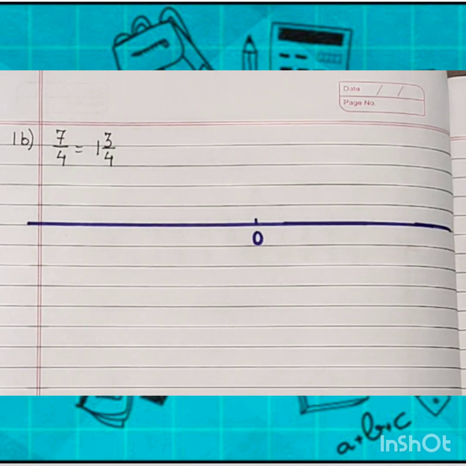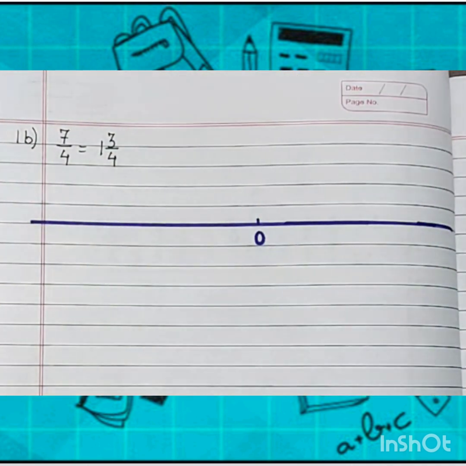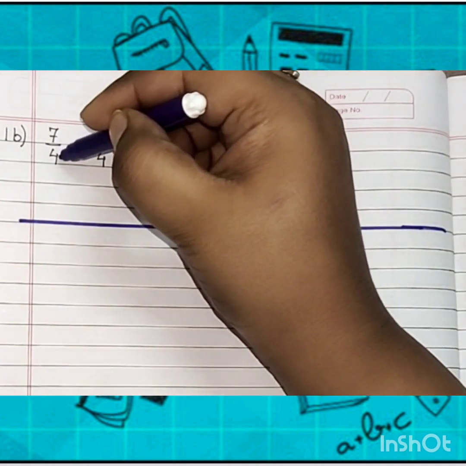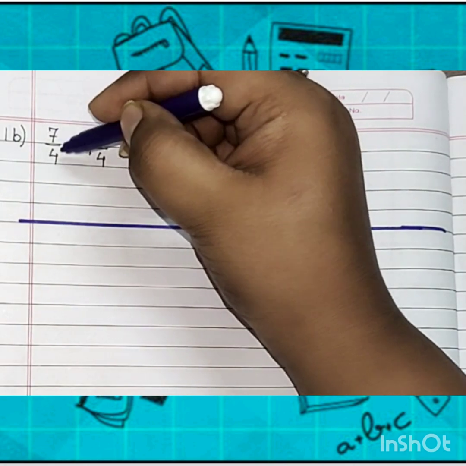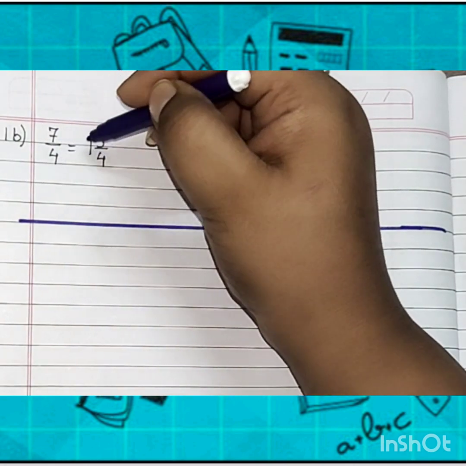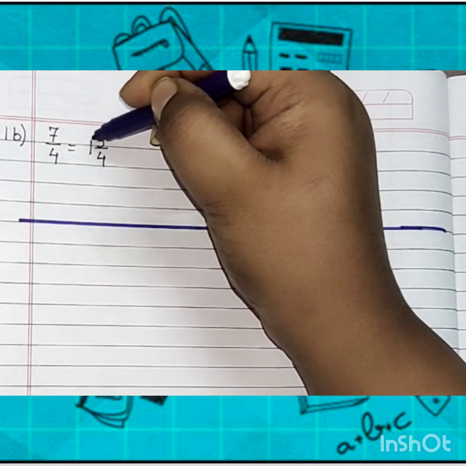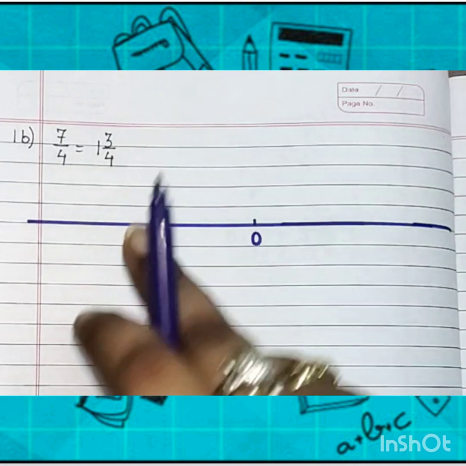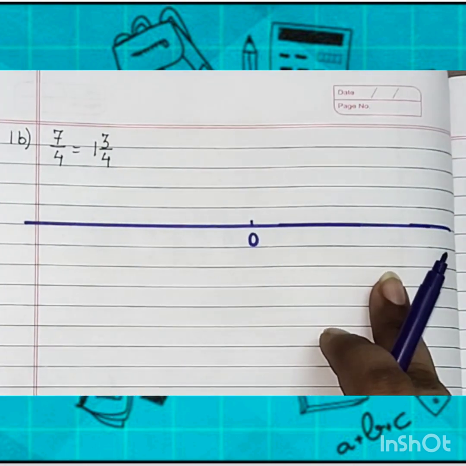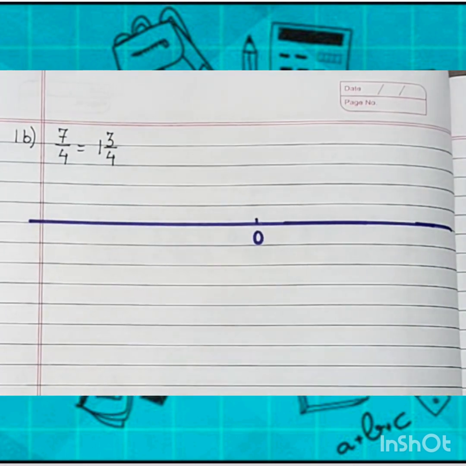Now we will represent 7 upon 4 on the number line. In 7 upon 4, numerator 7 is greater than denominator 4. So students, first of all, we will convert this rational number into a mixed fraction, which is 1 whole 3 upon 4. So we will repeat the same process.